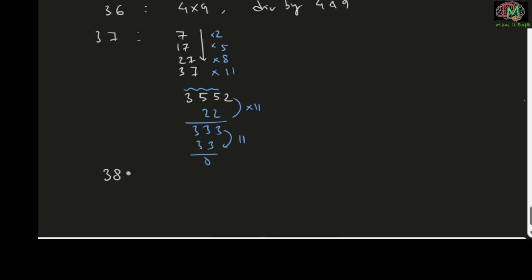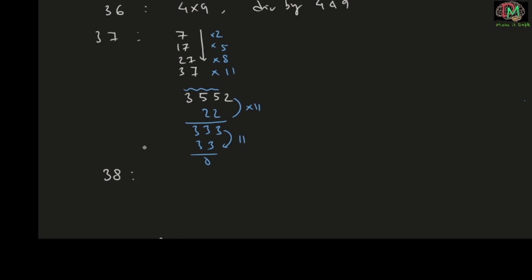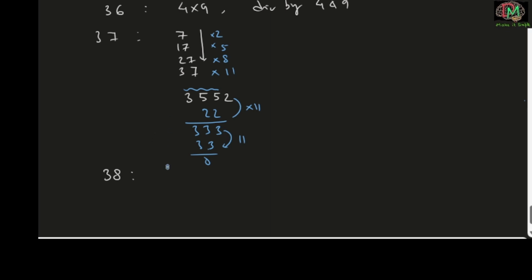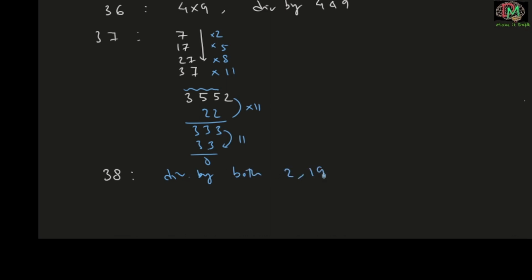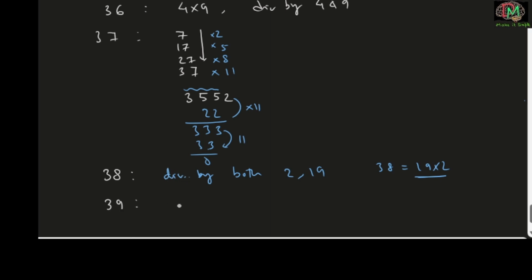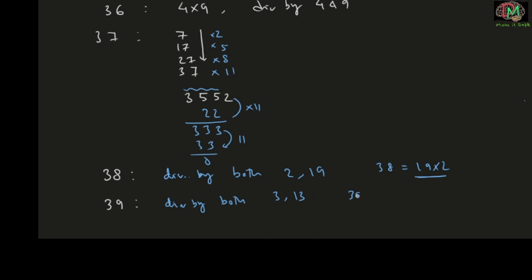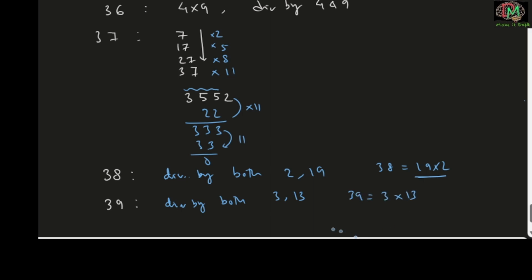Next is 38. For the divisibility rule of 38, we have to check whether the number is divisible by both 2 and 19, because 38 is equal to 19 into 2, and these two numbers are also co-prime numbers. For the divisibility rule of 39, we have to check whether the number is divisible by both 3 and 13, because 39 is equal to 3 into 13.